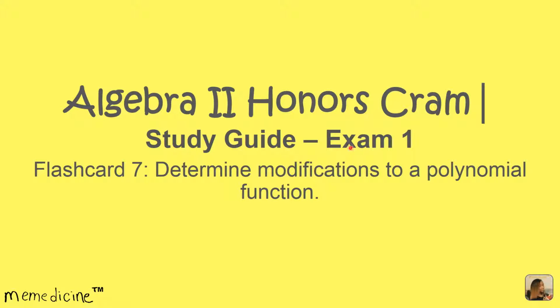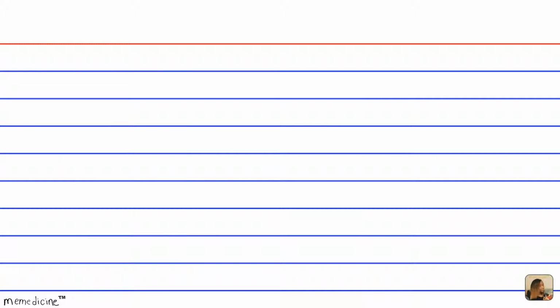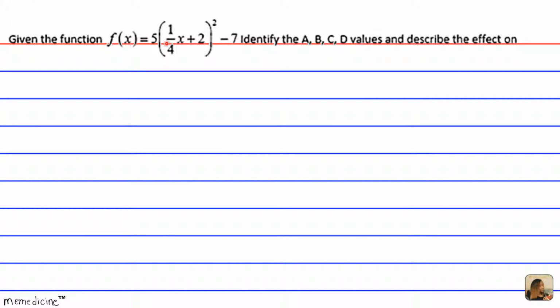Algebra II Honors Cram Study Guide, Exam 1, Flashcard 7: Determine modifications to a polynomial function. Given the function f of x equals 5 times (1/4 x plus 2) squared minus 7, identify the a, b, c, and d values and describe the effect on its graph from the parent graph f of x equals x squared.